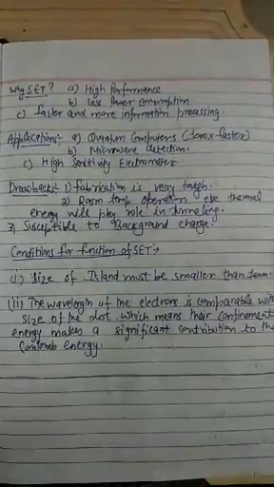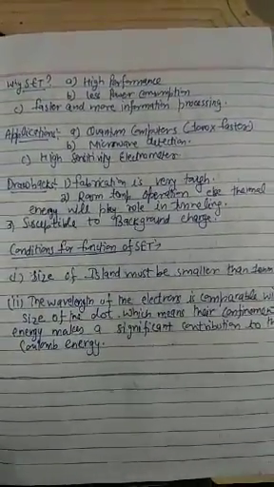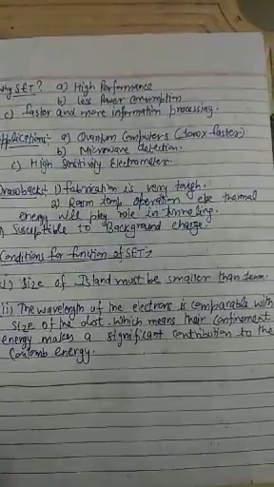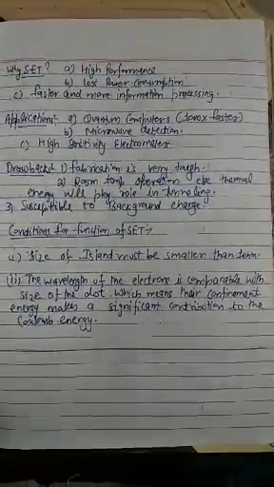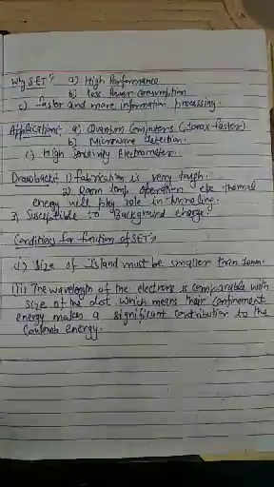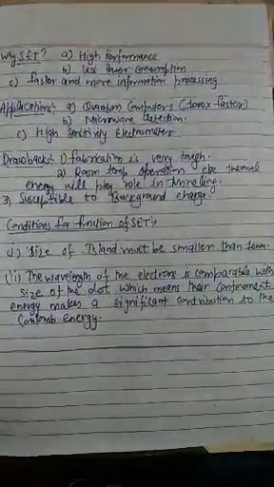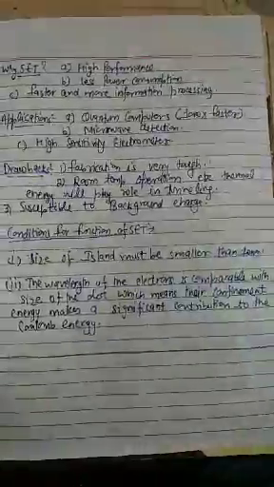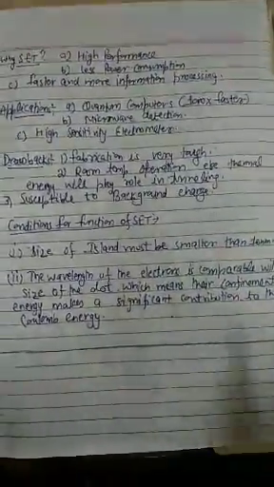Now what are the conditions for the functioning of the SET? As I told you already, the size of the island must be very small, approximately up to 10 nanometers. And the second is that the wavelength of the electrons must be comparable with the size of the dot, because what is a quantum dot? Quantum dots are nothing but semiconductor particles or nanocrystals, which, whenever light falls on them, will give light of spectra of different wavelengths.